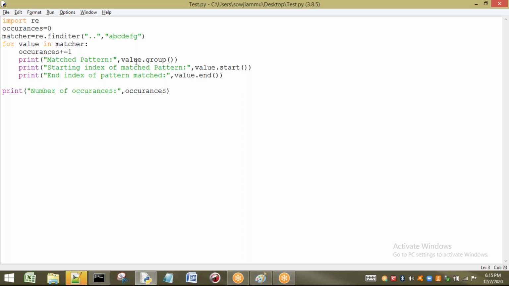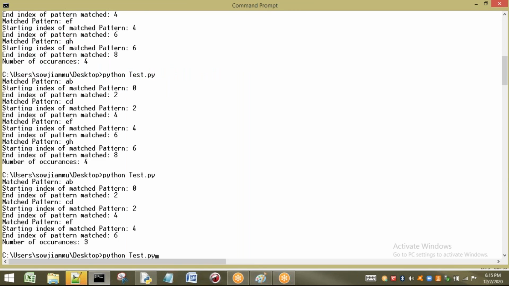If I write, observe carefully, 3 dots here, that means it is searching for a group of 3 elements. How many groups of 3 elements are there? ABC is one, the first match. Next match is DEF. Is there any next set of 3 characters? Not there. So we are going to get only two occurrences.